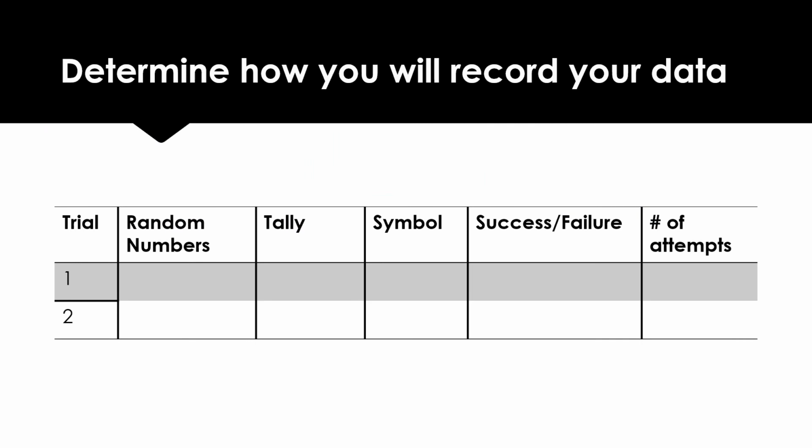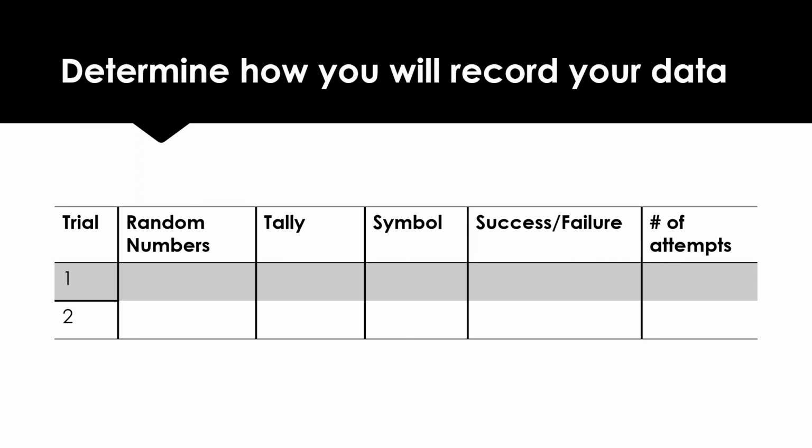The last thing you really need to do is determine how you're going to record your data. This is the format that I would suggest you use all the time. You have trials in the left-hand corner. You write random numbers and then a tally to keep track of how many you've done. That's just so you don't get confused. If you're collecting symbols, you want to put a symbol in there. So before it was the police, maybe in the Finding Nemo situation, you'd write the letters that you collect as you go.